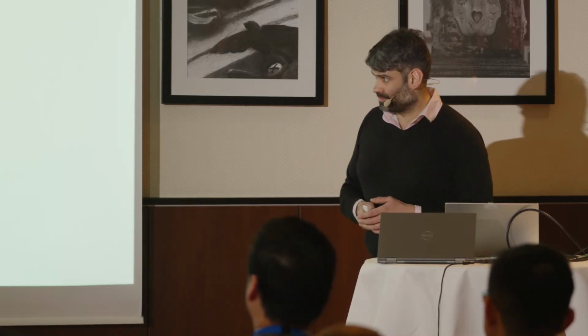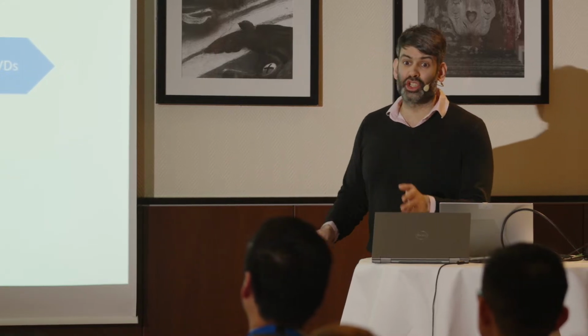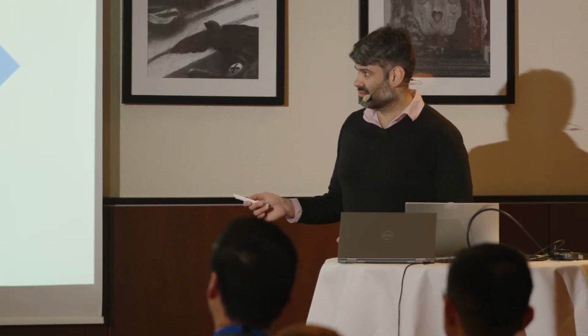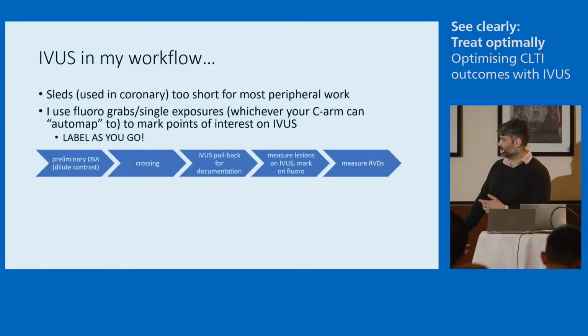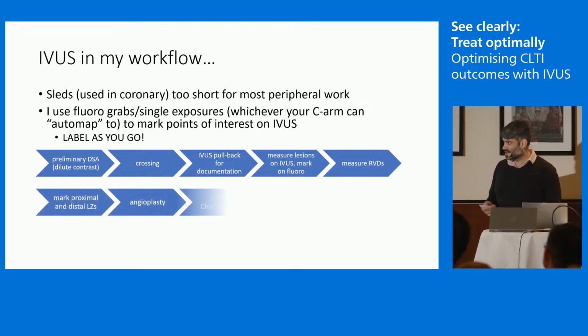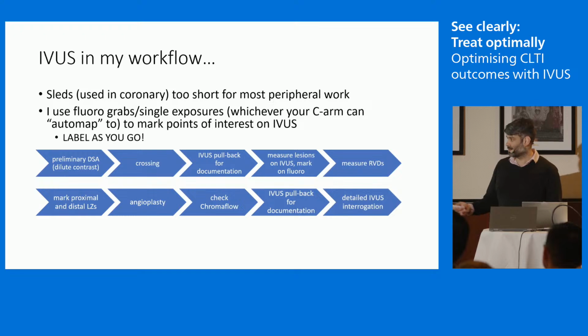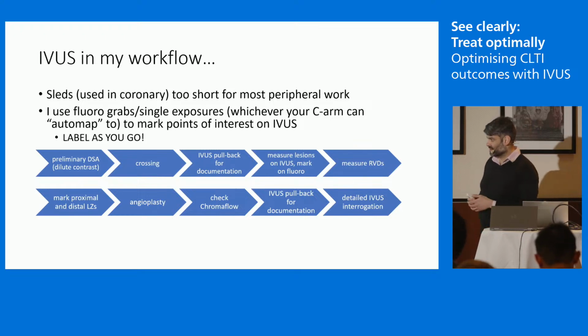So this is what we do. We do a preliminary DSA with dilute contrast just to get the geography. We'll cross, do an IVUS pullback for documentation, measure the lesions on IVUS, mark them with fluoroscopy, as I've said, measure reference vessel diameters, proximal and distal landing zones for both balloons, because we can see that diffuse disease and understand which bit of the vessel is truly healthy, we can make sure that not only are we stenting healthy to healthy, but we also balloon healthy to healthy, which will reduce your incidence of dissections.